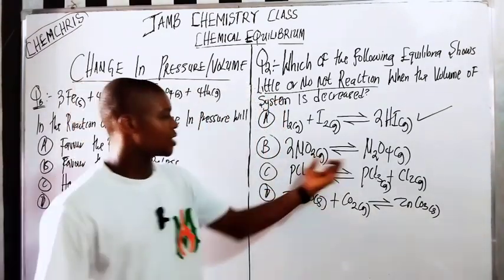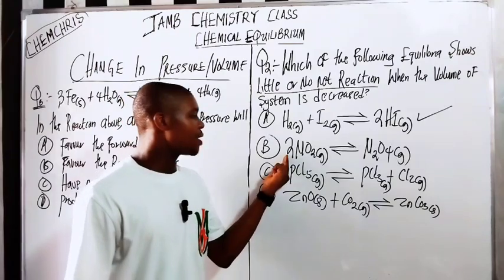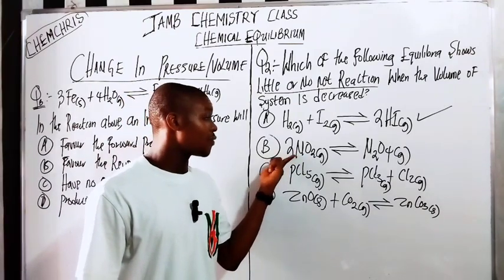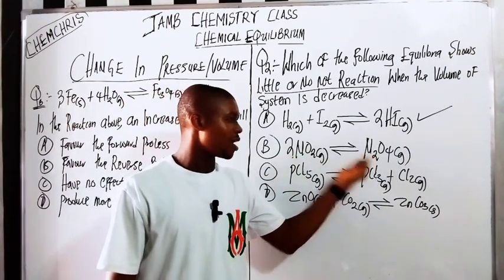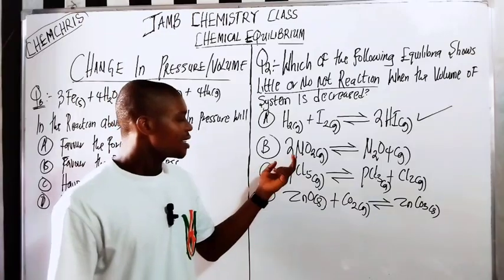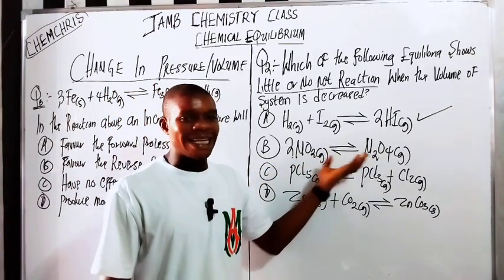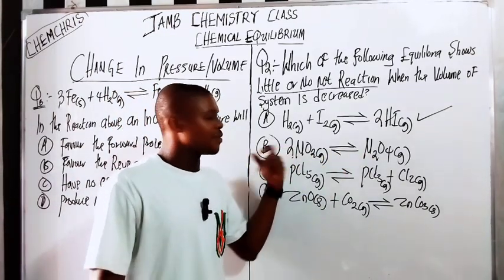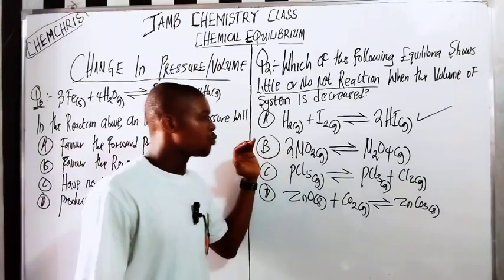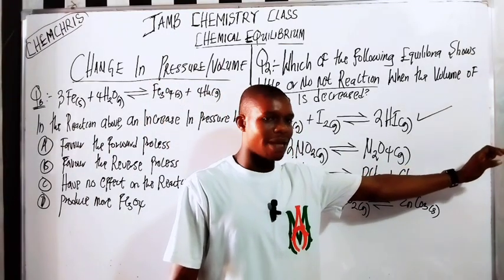So, but now let's look at this one here. How many moles of gas do you have here? Here we have 2 moles of gas. Here we have 1 mole of gas. Right there. So there will be an effect here because an increase in pressure will cause the reaction to move towards the product side, right?